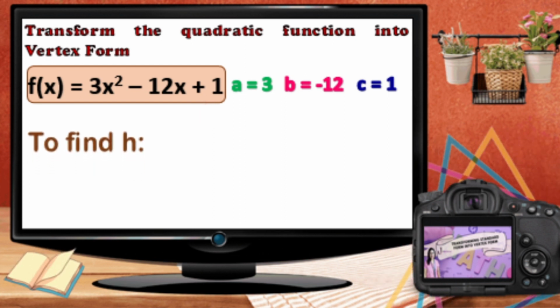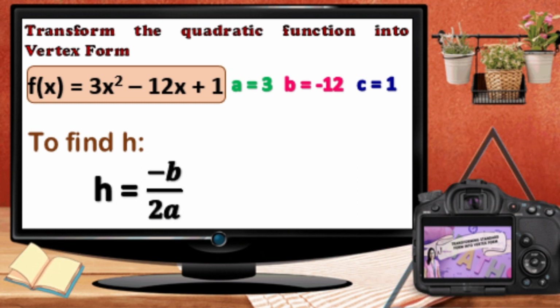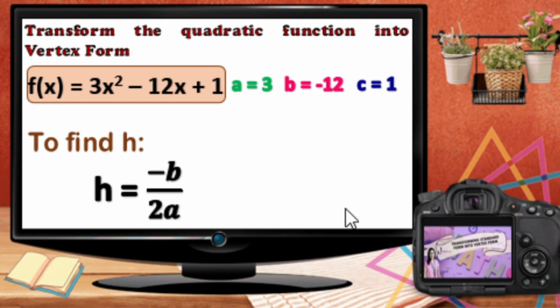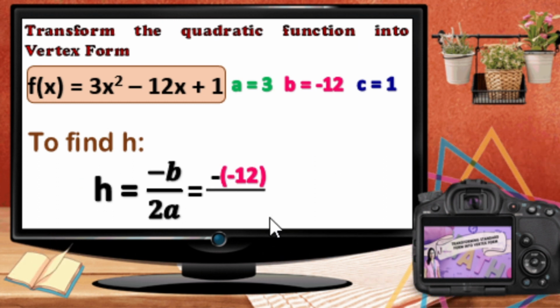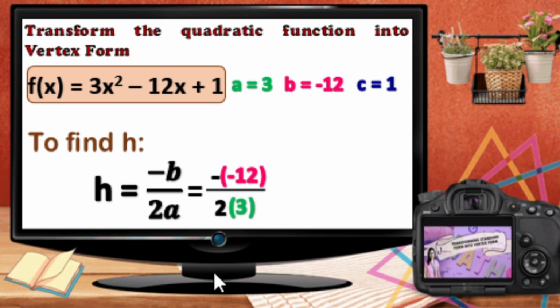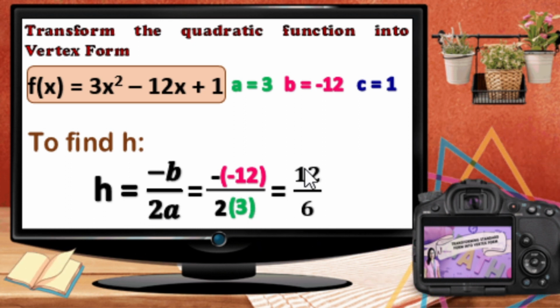Then, substitute natin yan. So, unahin natin hanapin si h. So, ang formula in finding the h is h is equal to negative b over 2a. So, substitute natin. So, we have negative, value ng b is negative 12 over 2 mula dito sa formula. And then, times sa value ng a, which is 3. So, therefore, we will have 12 over 6.